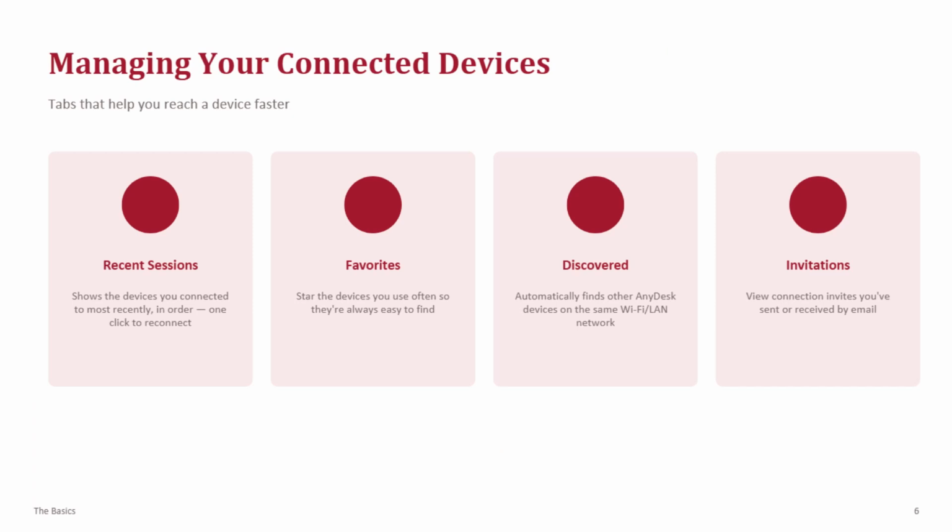Managing your connected devices. After you've used AnyDesk for a bit, a few tabs help keep your frequent connections organized. Recent Sessions lists the devices you've connected to most recently in order, easy. One click reconnects you instantly. Favorites lets you star the devices you use often, so they're always easy to find. Discovered automatically finds other AnyDesk devices on the same Wi-Fi or LAN network, and Invitations keeps track of connection invites you've sent or received by email.